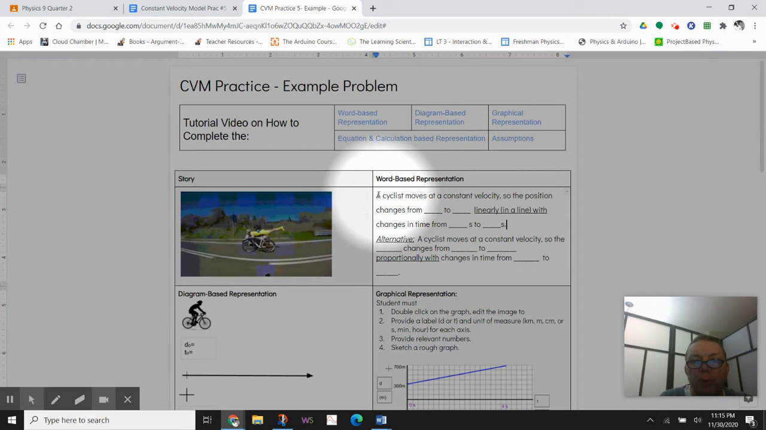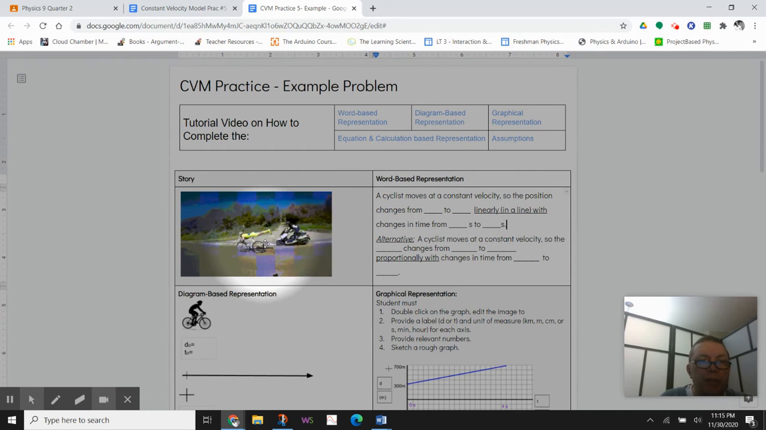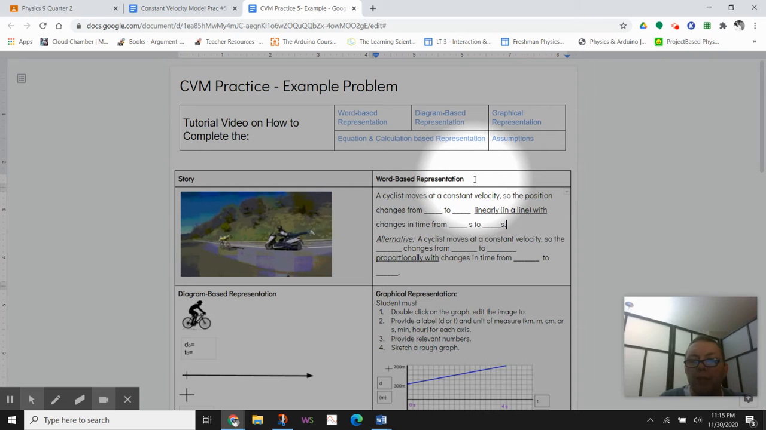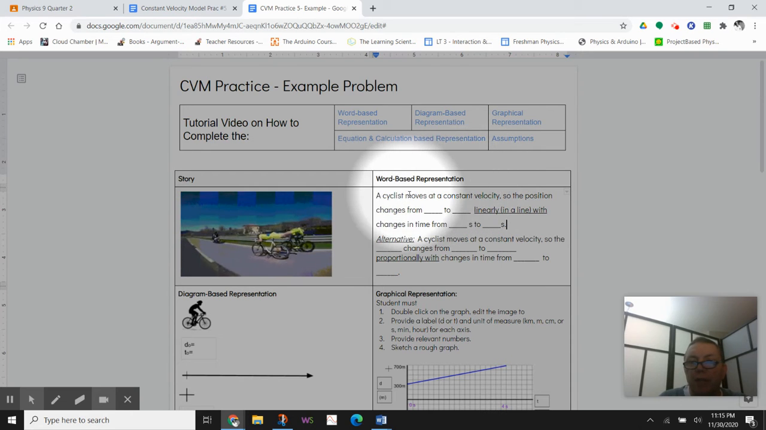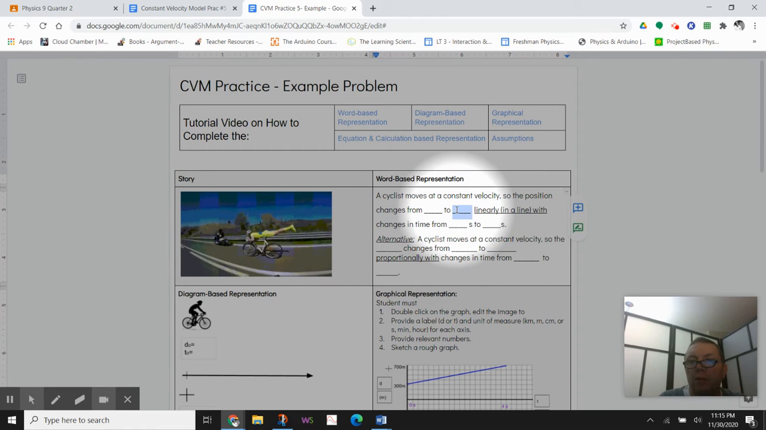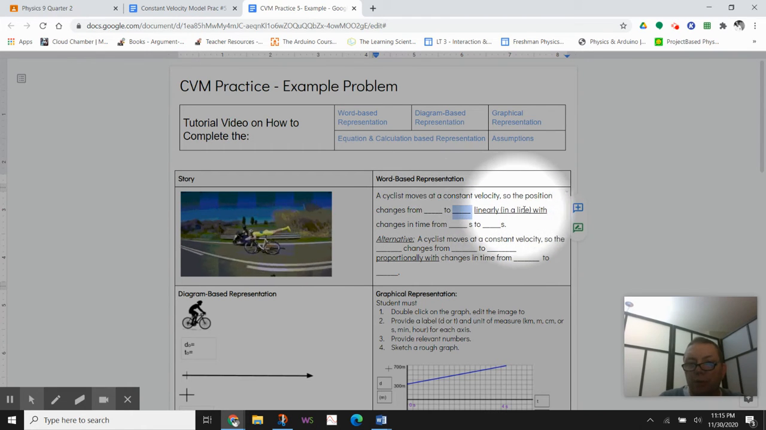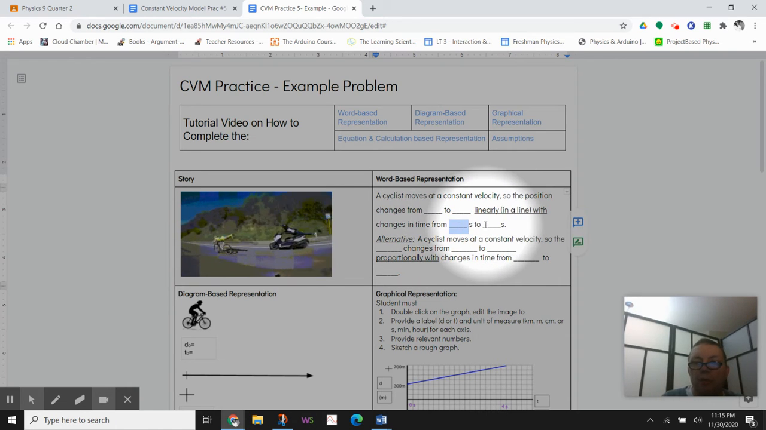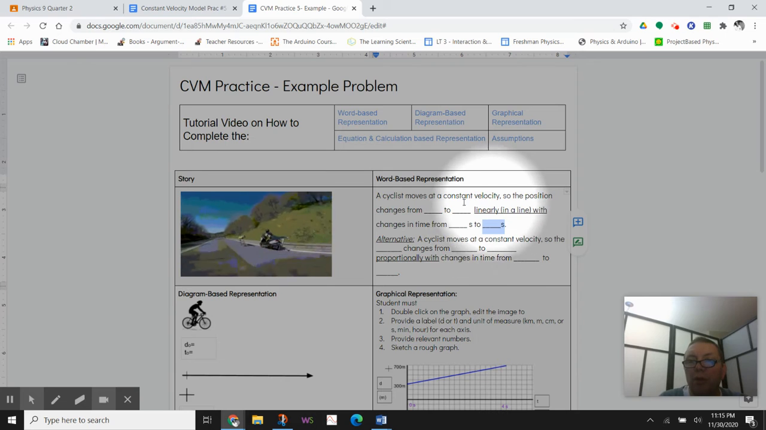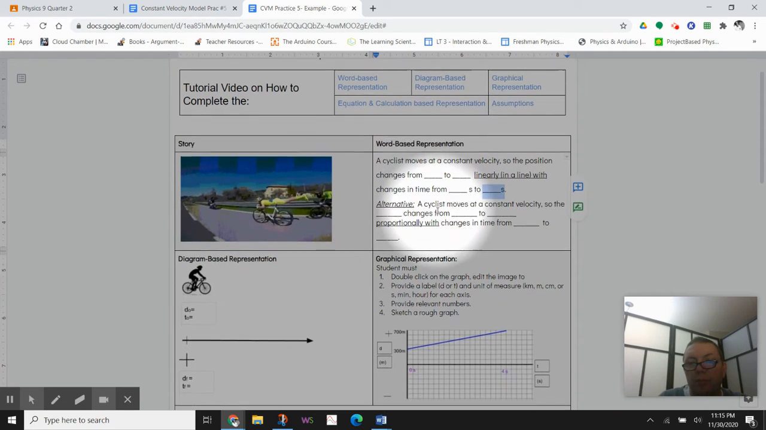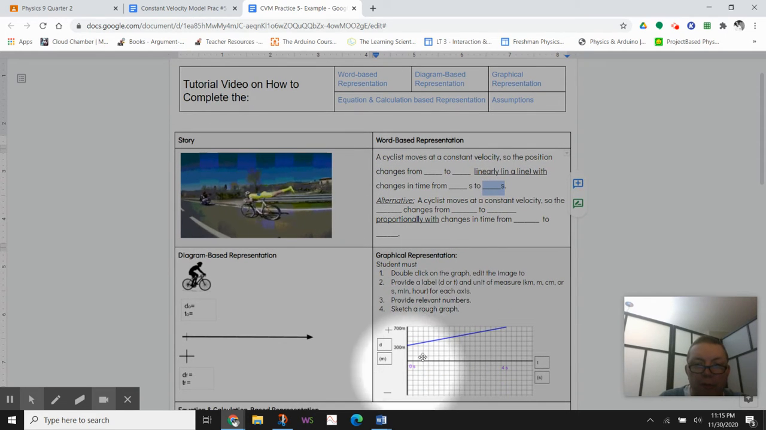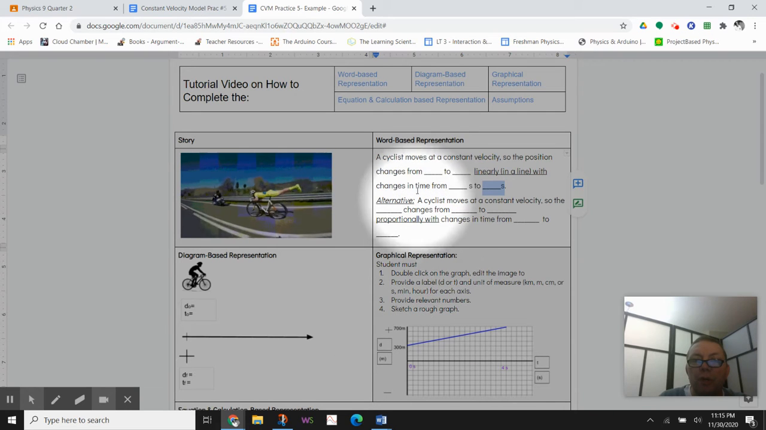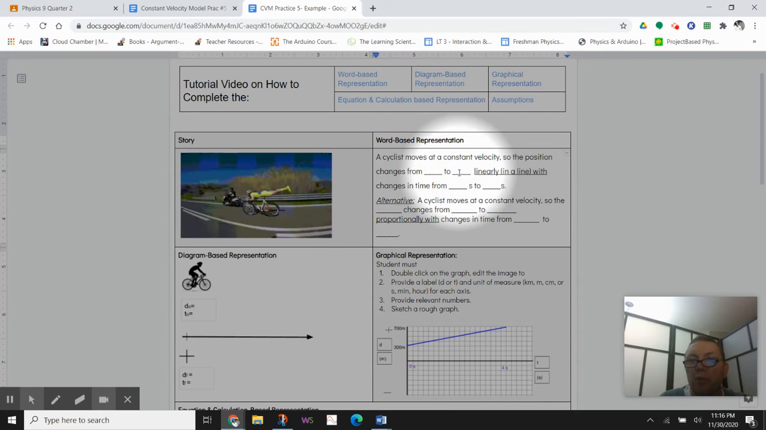So this question, we have this cyclist moving along. The word-based representation for this: the cyclist moves at a constant velocity, so the position changes from something to something else linearly, or in a line, with changes in time from something to something else. To get these blanks, I have to go down to my graph and fill these numbers in.